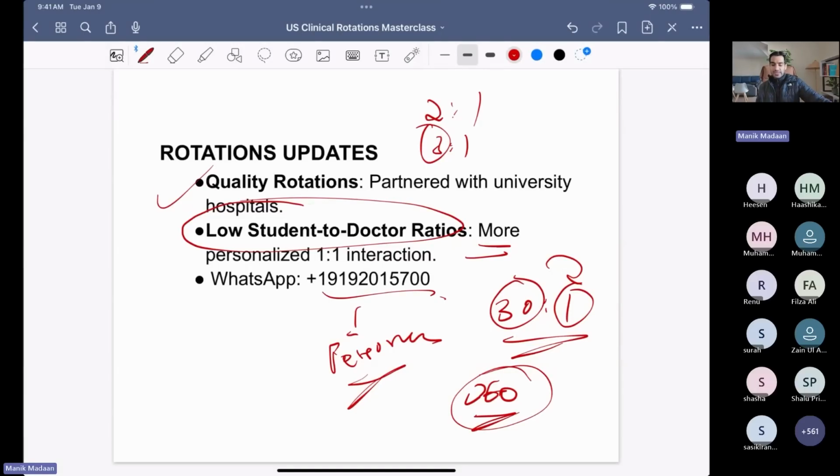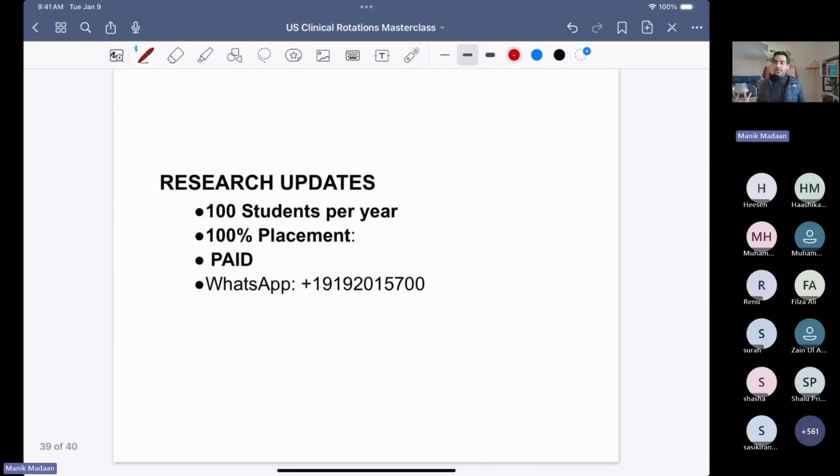And the second opportunity is more so paid, right? And this I cannot help with. Let me get into what this means. The reason this is paid is that this is basically research updates, and this is for research positions.